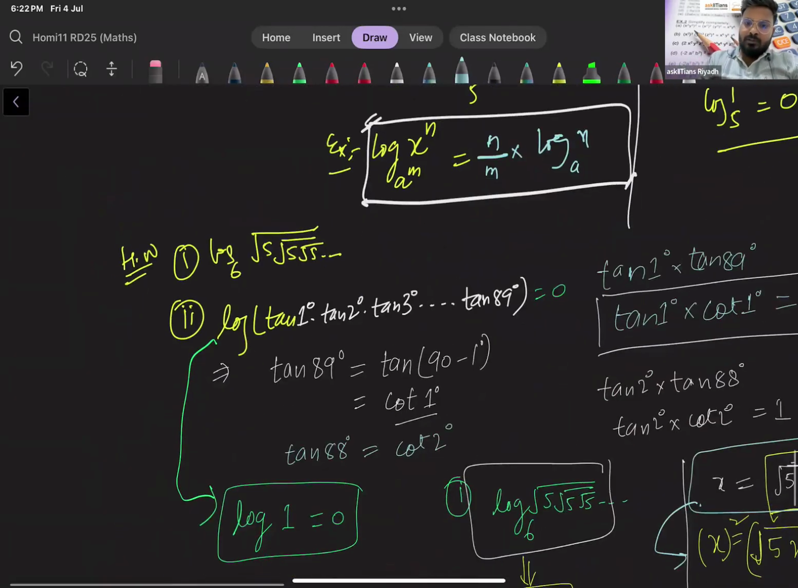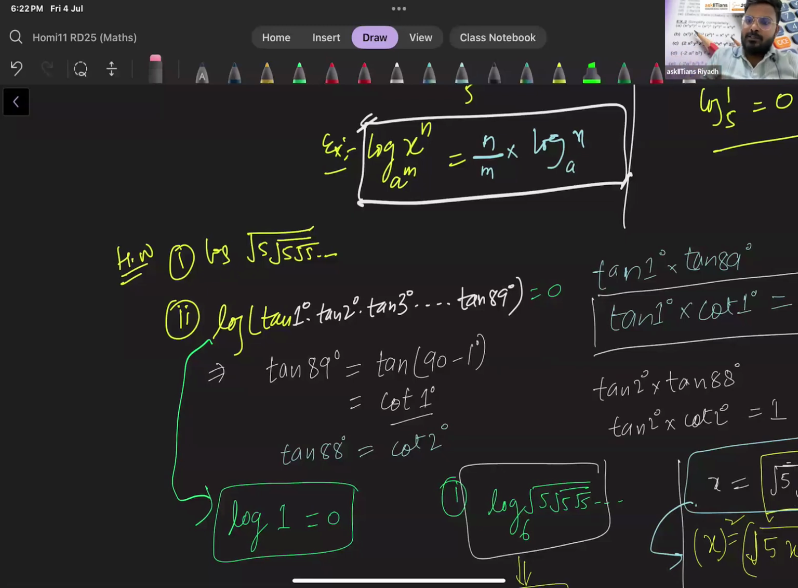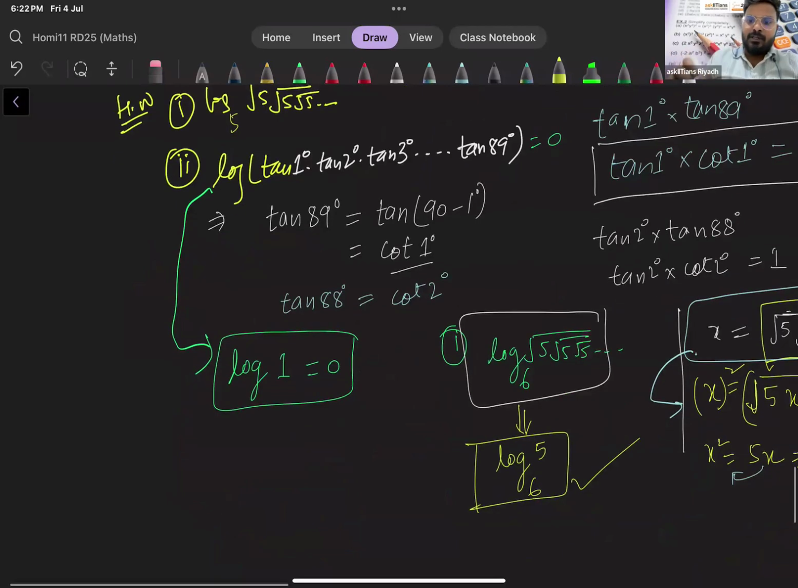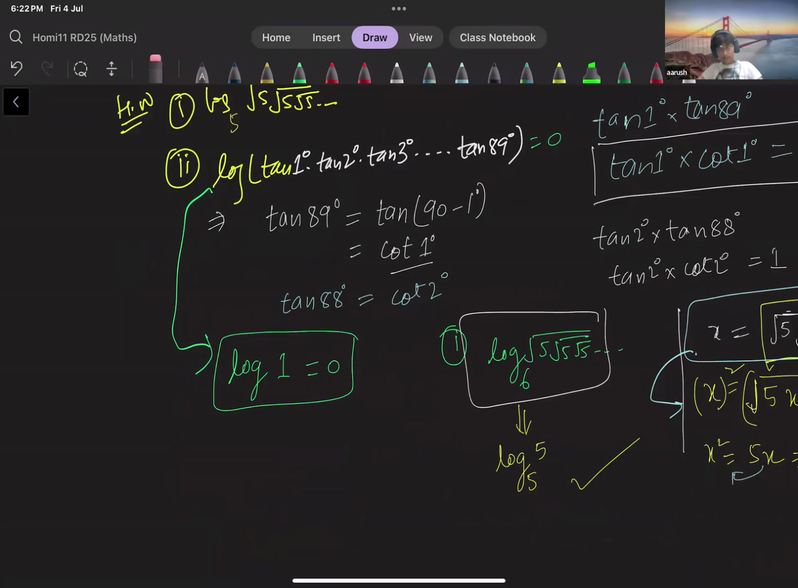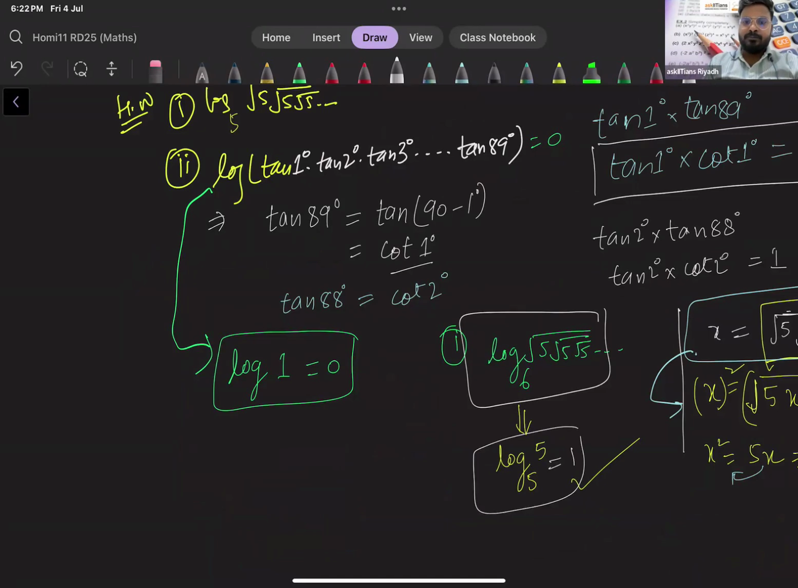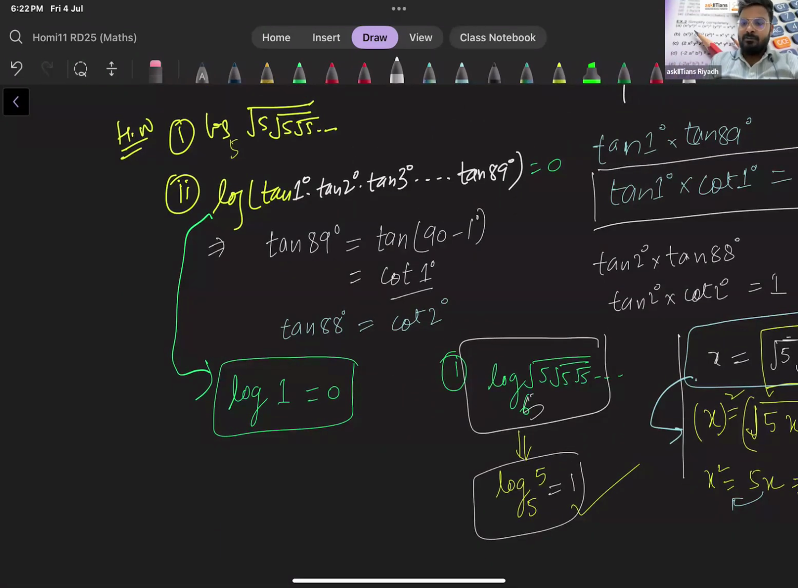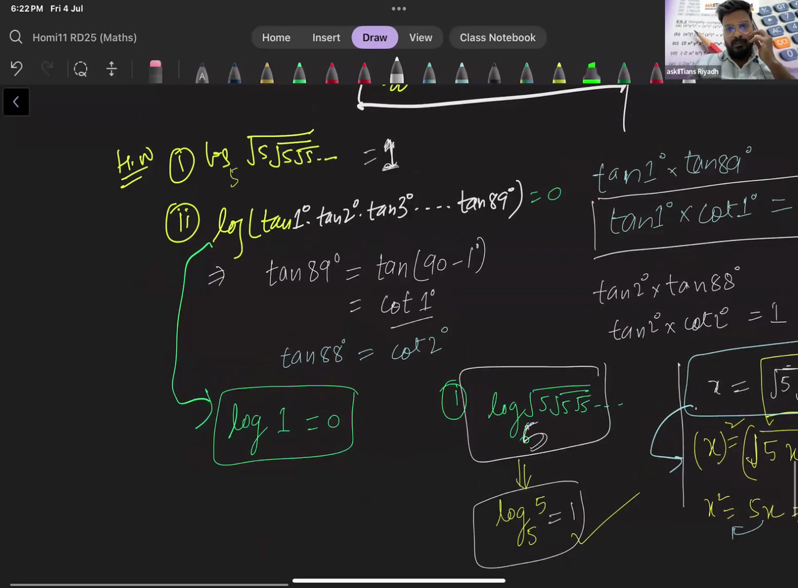I think this question, na, base should be 5 here. Then it will make sense. We will get here log 5 to the base 5. And what is it equal to, guys? If base and argument both are same, then it is going to be equal to 1. So answer will be 1 for this question. It is base 5. So this is 1. This is 0.